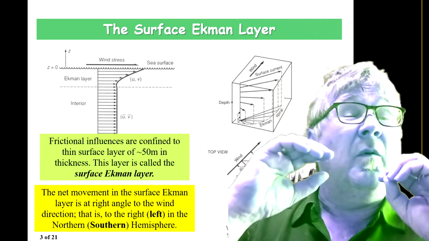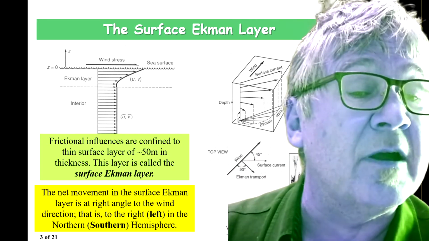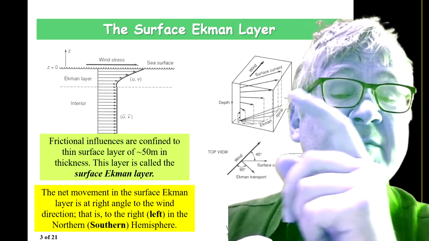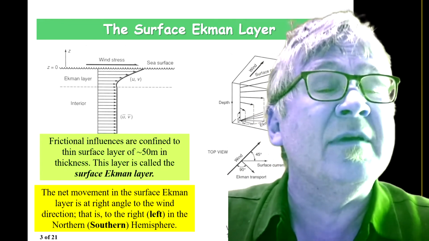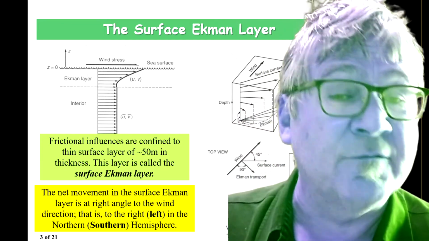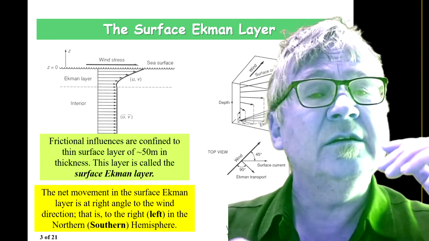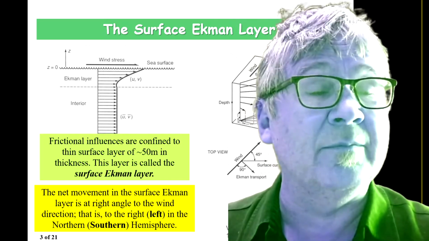Now the details of this so-called Ekman spiral, which is shown here next to my head, are actually not important. What really matters in understanding the ocean dynamics is only the net consequence. First of all, the scale: thickness 50 meters. It's an estimate of the typical Ekman layer thickness.